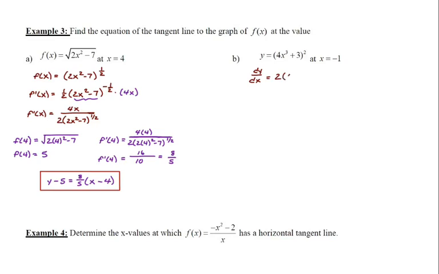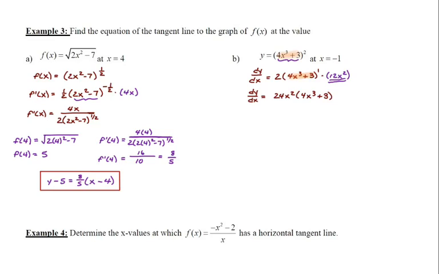For b, I'm going to do the same thing. So first I'm going to find the derivative. The derivative of this will require the chain rule. Notice it's some function of x all raised to some power. So it'll be 2 times that function of x to the first, leaving that 4x cubed plus 3 alone originally, and then I'm going to multiply that by the derivative of the inside. The derivative of 4x cubed plus 3 is 12x squared. If I wanted to simplify that a little bit, I get 24x squared times the quantity 4x cubed plus 3. That is my derivative.